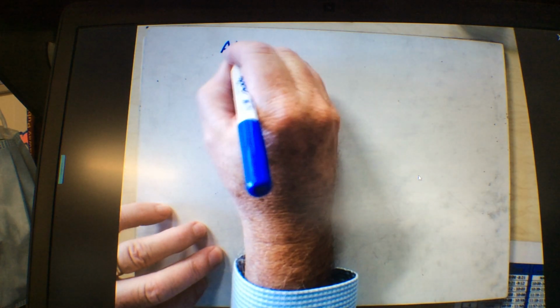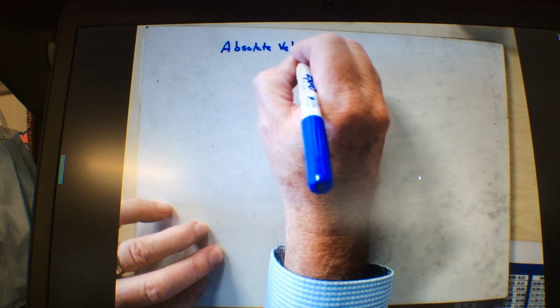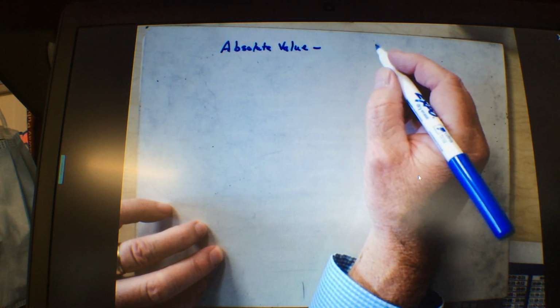All right, this is lesson 2.5, Algebra 1, solving equations involving absolute value. First of all, we need to remember what absolute value is. So let's go back to 7th grade a little bit. What is the definition of absolute value?